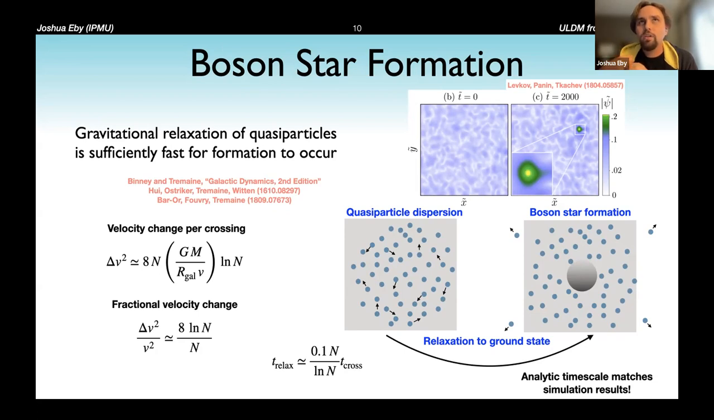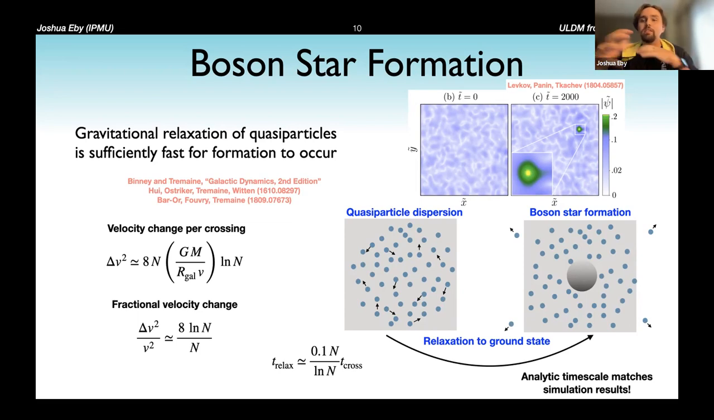And then you can ask the question, after how many crossings will the velocity distribution of the whole cluster of quasi-particles change by a significant amount, by order one? And this is easily calculable. So it's given in the expression on the bottom left. And that number of crossings corresponds to a typical, what's called the relaxation time.